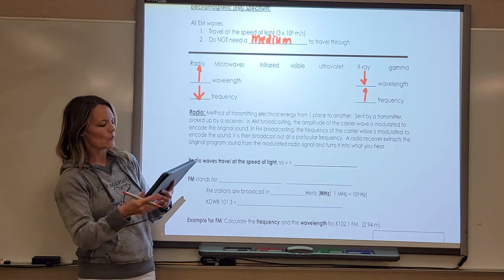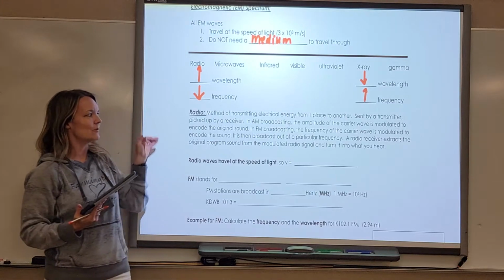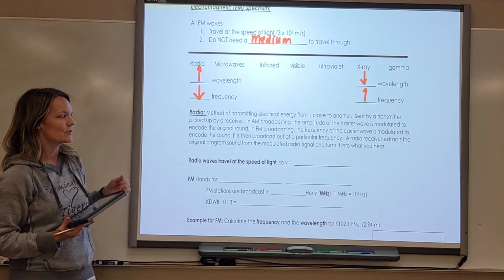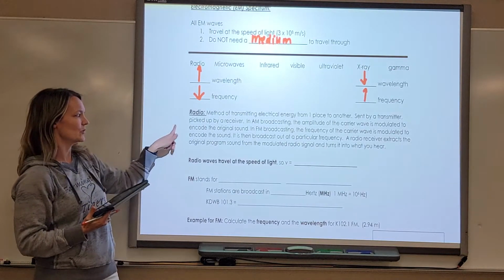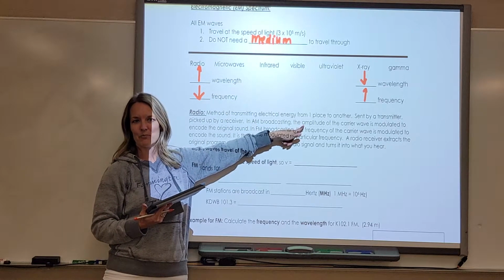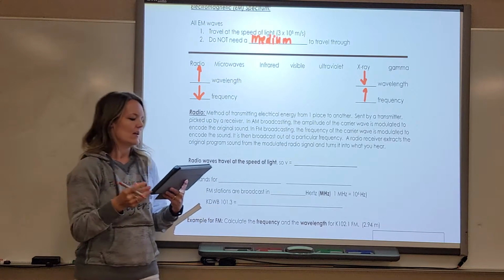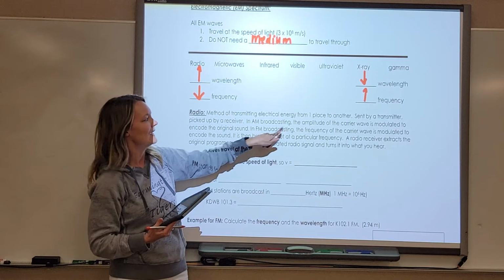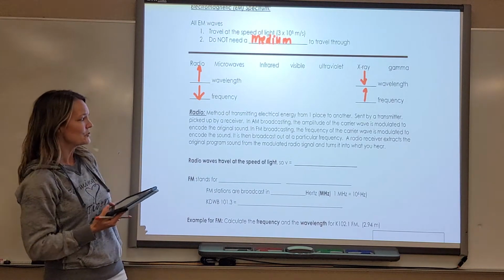All right, specifically radio. It is a method of transmitting electrical energy from one place to another. It's sent by a transmitter and it's picked up by a receiver. In AM broadcasting, the amplitude of the carrier wave is modulated, that means changed or modified, to encode the original sound. So in AM radio, they change or modify the amplitude of the wave. A reminder, amplitude is how high, up and down. In FM broadcasting, the frequency, F stands for frequency, of the carrier wave is modulated. That's how many waves come per second, the frequency, to encode the sound.